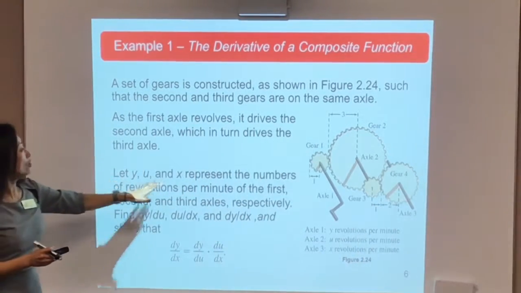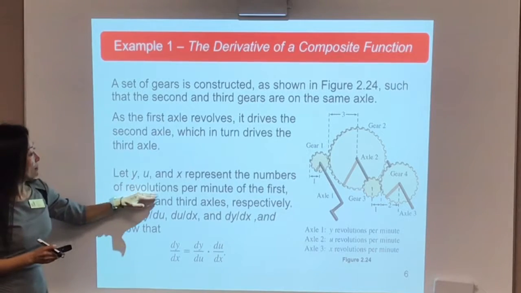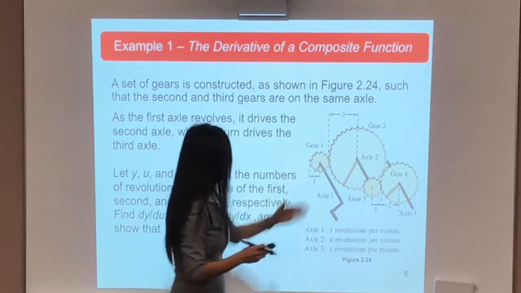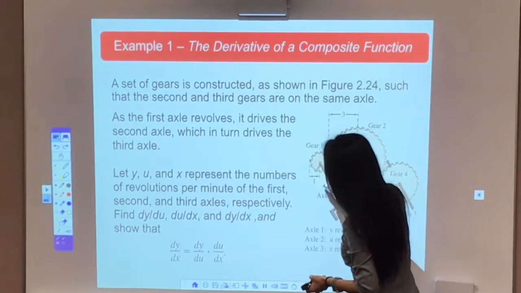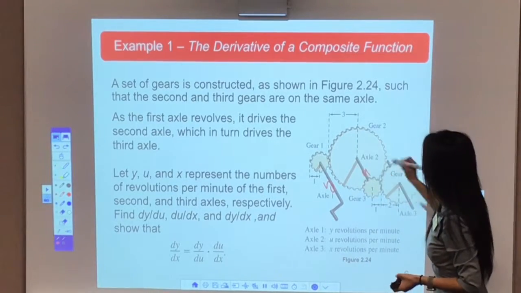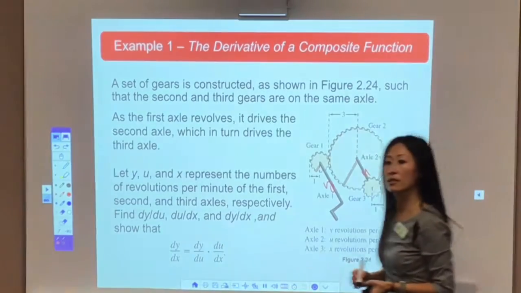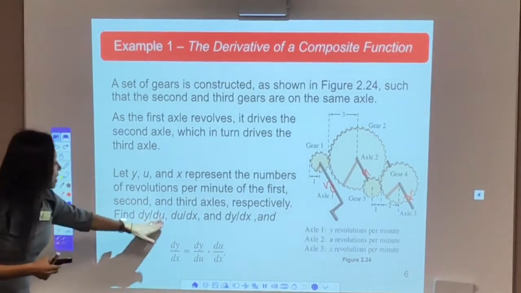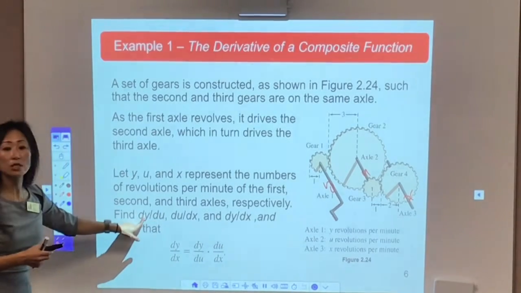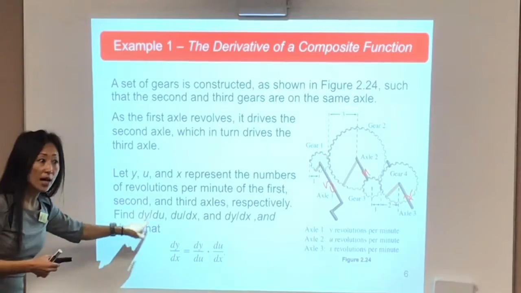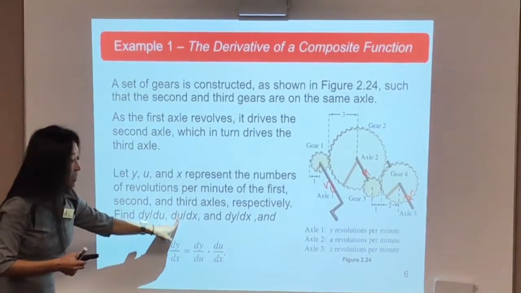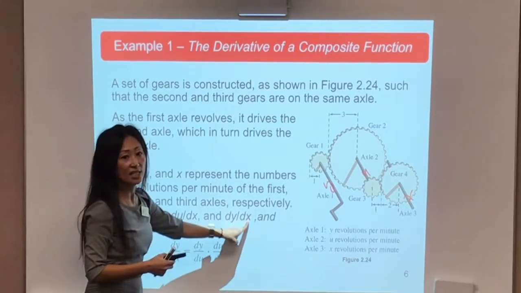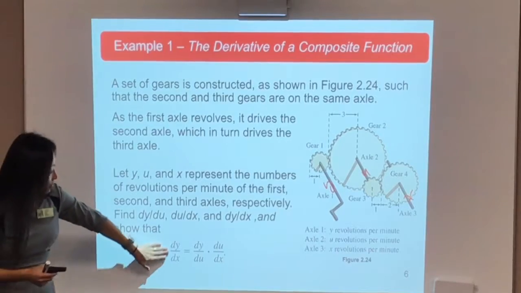So let y, u, x represent the numbers of revolutions per minute of the first, second, and third axes. So we're going to call this one y, this one u, and this one x. Got 3 variables now. Now, find dy/du. This means changing y relative to changing u. And du/dx means changing u over changing x. That's right. And dy/dx is changing y over changing x.